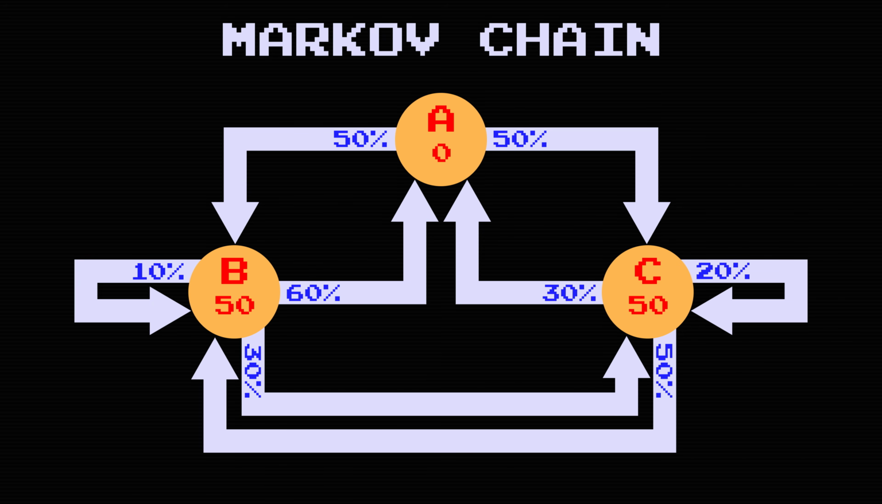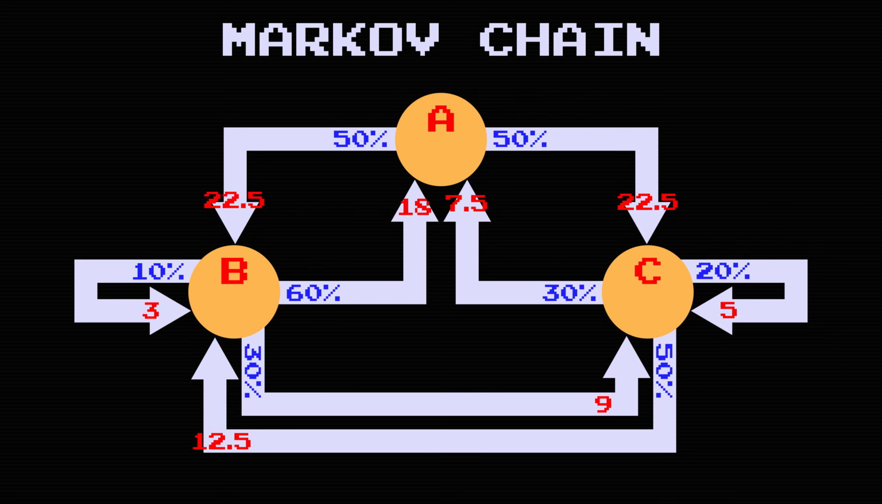Then, on the next step, state A has 0 mass, so it doesn't give out anything. State B gives 60% of its 50 to state A, 30% to state C, and keeps 10% to itself, while state C gives 30% to state A, 50% to state B, and keeps 20% to itself. With this step, now state A has a mass of 45, state B has 30, and state C has 25.